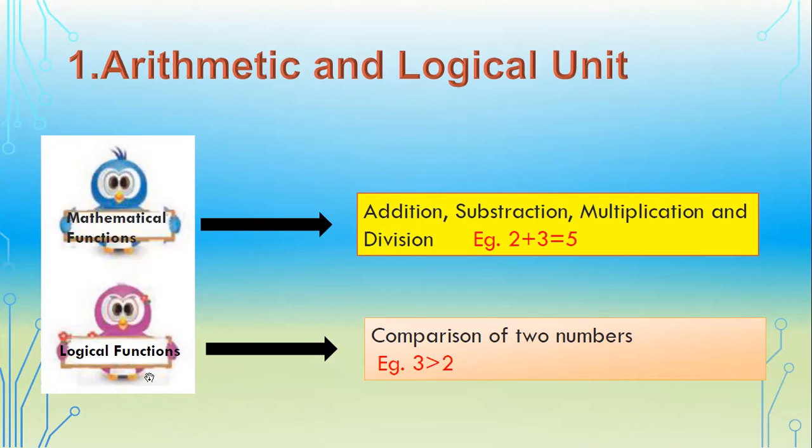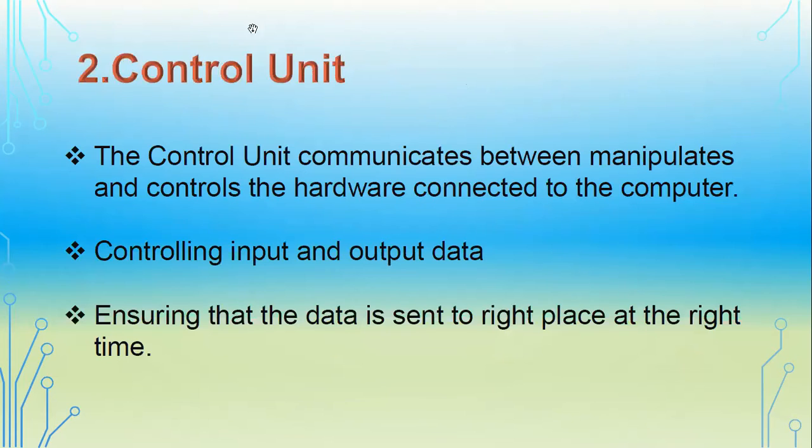Then, what are logical functions? Okay, logical functions mean comparison of two numbers. Here, 3 is greater than 2. There is a comparison. Like that, mathematical functions and logical functions in a computer are controlled by the arithmetic and logical unit in our CPU. Okay, now I think you have got an idea about the arithmetic and logical unit. Let's move to the other part.